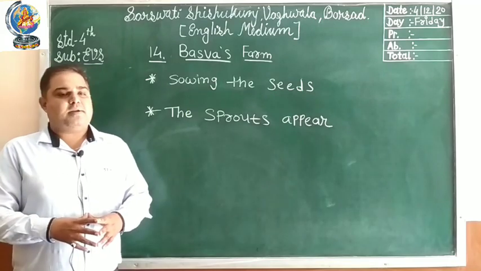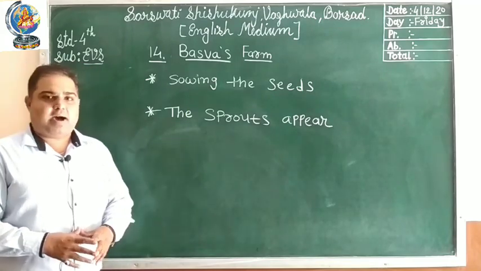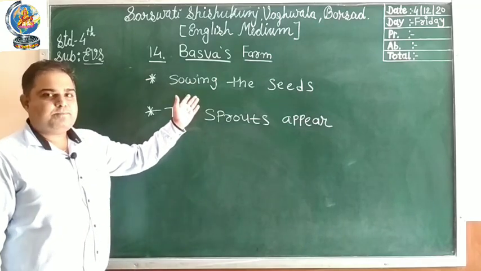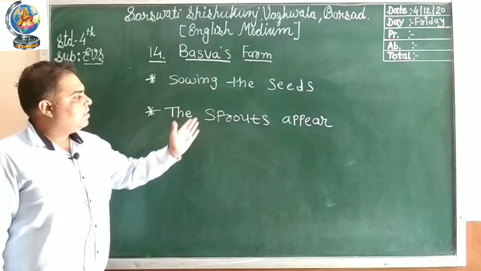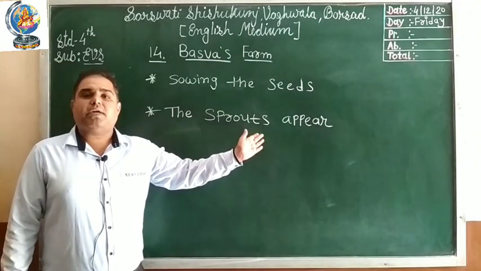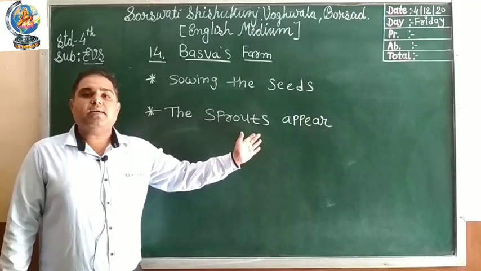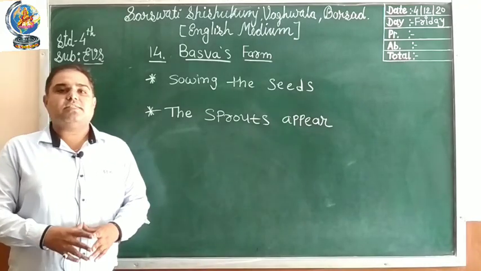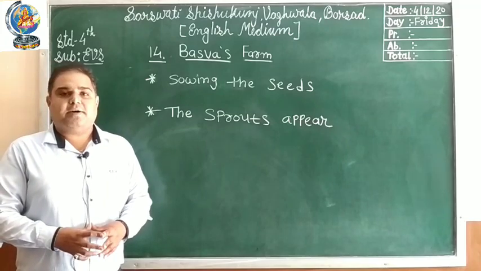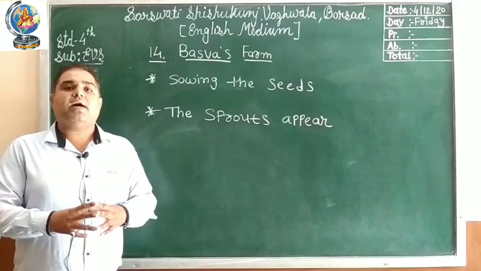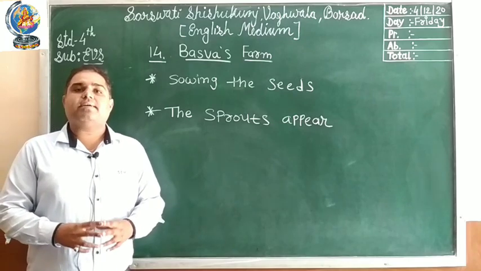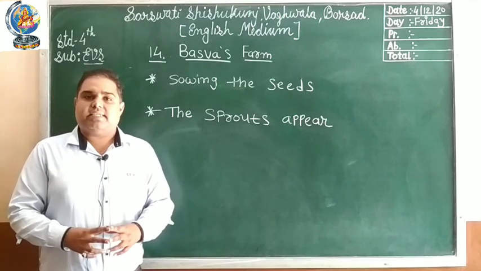Students, in this chapter, Basva's Farm, in this video we will discuss two points. First, sowing the seeds, then how the sprout appears after 20 days from the seeds. So students, these two things we have learned in this chapter. I hope you will understand. But students, before the end of this chapter, let us discuss the exercise.